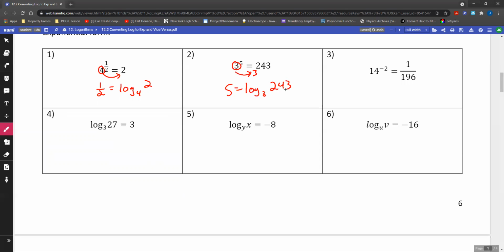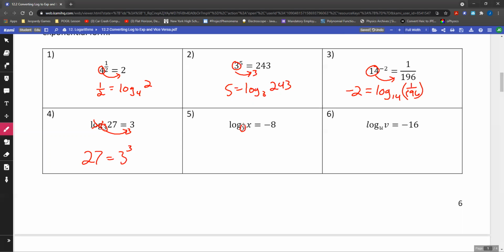This question, the 14 is my base. I get moved over here. The -2 stays on the left. Log base 14 of 1 over 196. Here we have the log, so we're going to drop it. And by doing that, we have to move this 3 over to here. So I get 27 equals 3 to the 3rd.